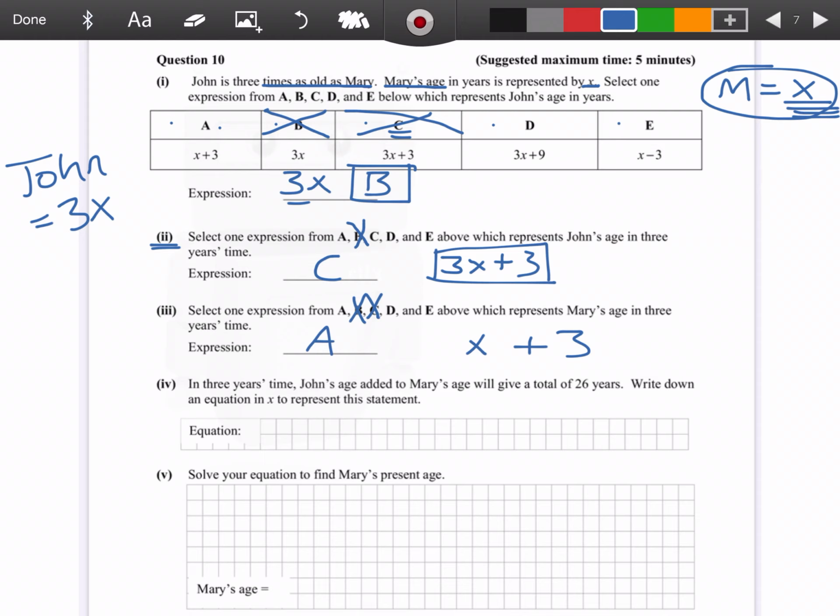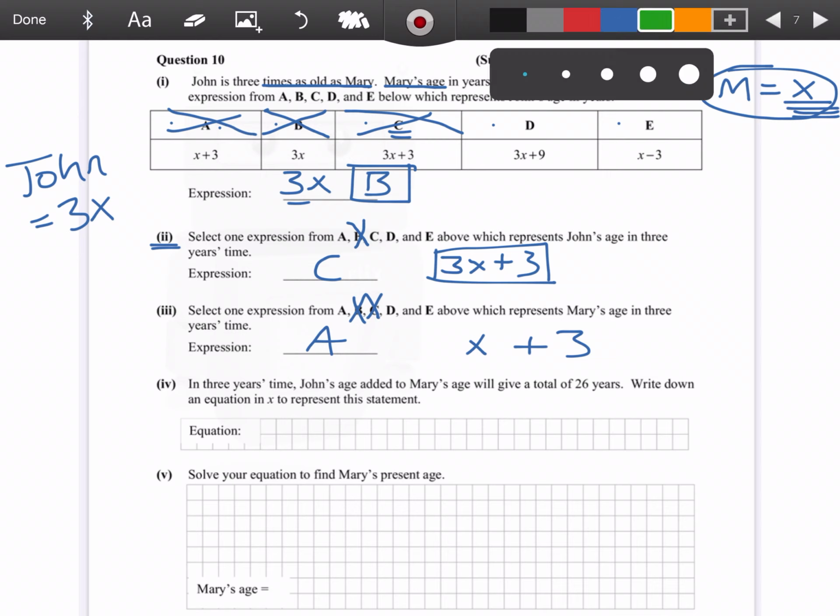Okay, so that's them done. Now we're going to use all of that info. I've used A, I've used B, I've used C. I'm going to use that info to answer the rest of this question. It says in 3 years' time, John's age added to Mary's age will give a total of 26 years. Write down an equation in X to represent this statement. Now this is not the easiest thing in the world. This is the important bit here.